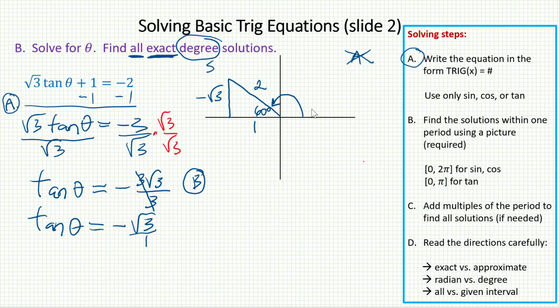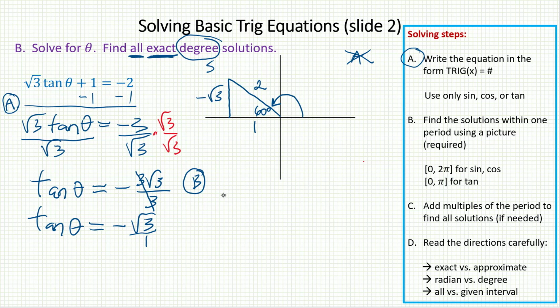Second comment, are there other solutions? Is there another triangle I could draw within one full revolution? Well, of course, tangent is positive in the third quadrant, but it is negative here in the fourth quadrant. I mean, I could draw another symmetrical triangle over here and come up with a fourth quadrant angle that also solves this equation. I just don't have to. I'll deal with other solutions down here in part C. In part B, I just need to find solutions within one period, and we've done that now.